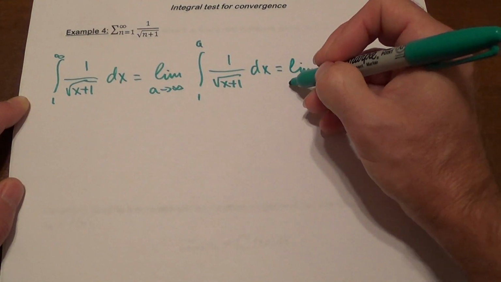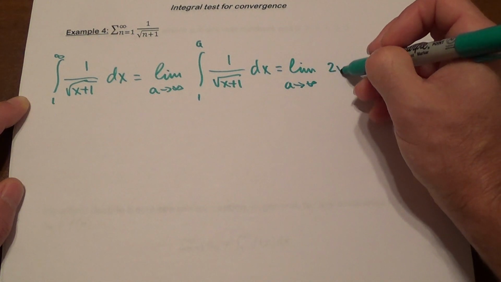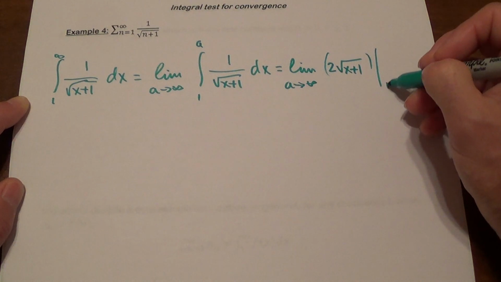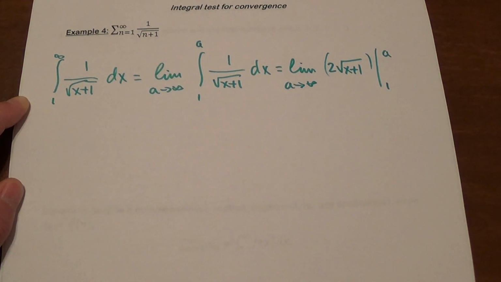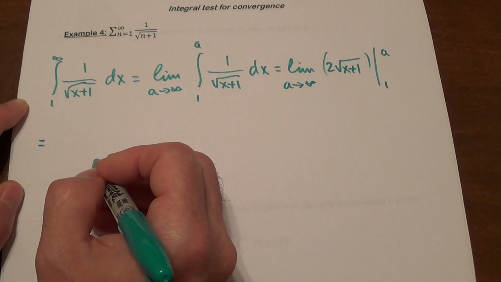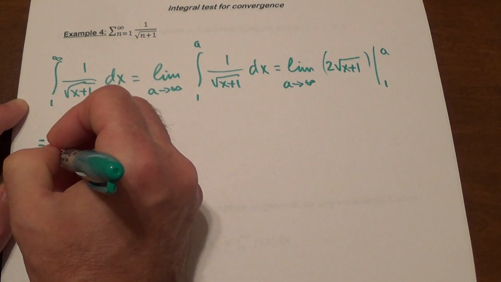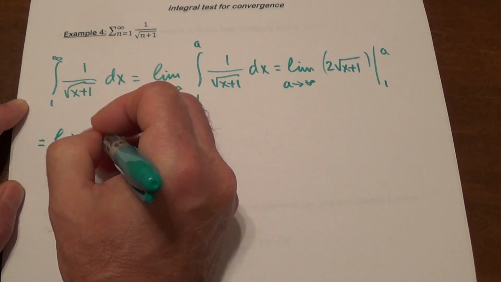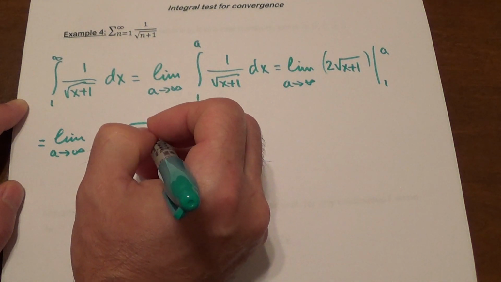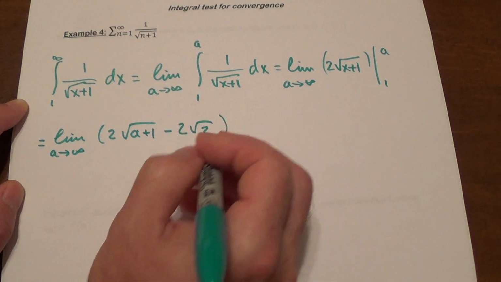So it's the limit as a approaches infinity. That's going to end up giving you 2 square root of x plus 1, going from 1 to a. Okay. And what we're getting here now is the limit as a approaches infinity of 2 square root of a plus 1 minus 2 square root of 2, right?